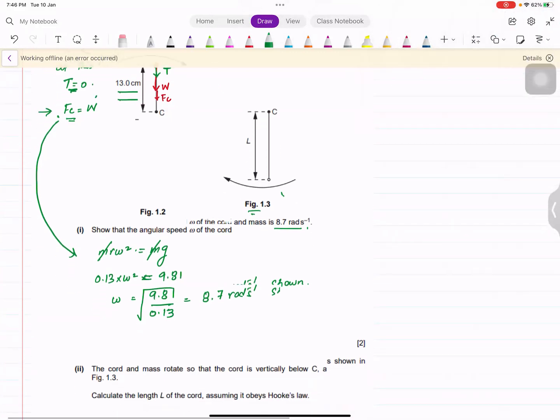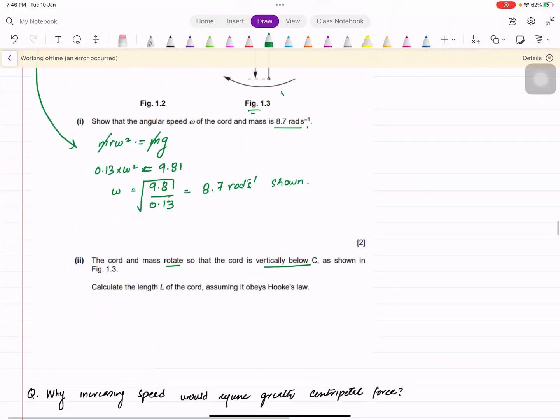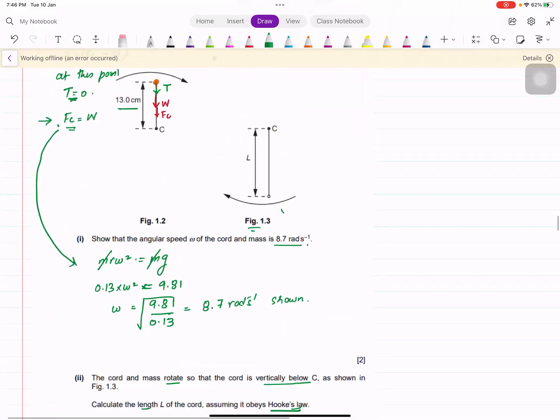Now, then it says the cord of the mass rotates. So the cord is vertically below C as shown in 1.3, as you can see. Calculate the length of the cord assuming that it obeys Hooke's law. Now, the moment I see this, I need to figure out what are the things happening here.